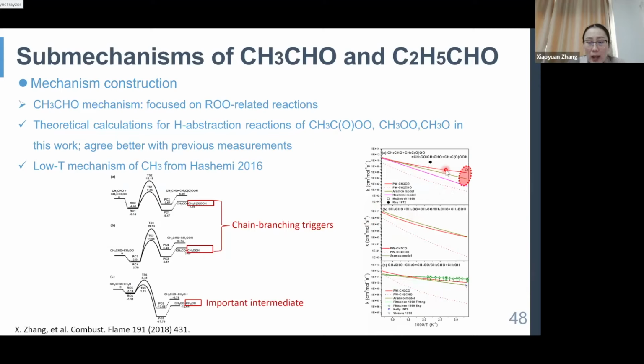As we can see, this figure shows the computed results, the red solid line, and the other sources from kinetic models and experiments. There are large discrepancies among the present and the previous rate constants, and our present theoretical calculation results can better match the experimental data. For the construction of the propanal model mechanism, the analogy method was used.